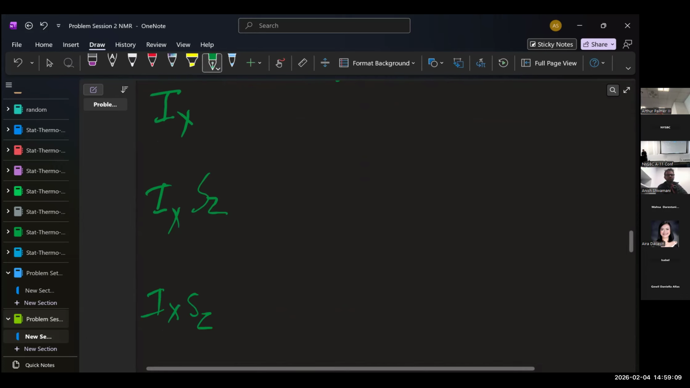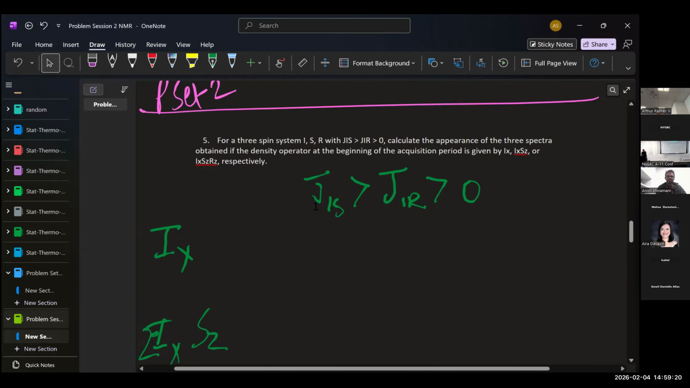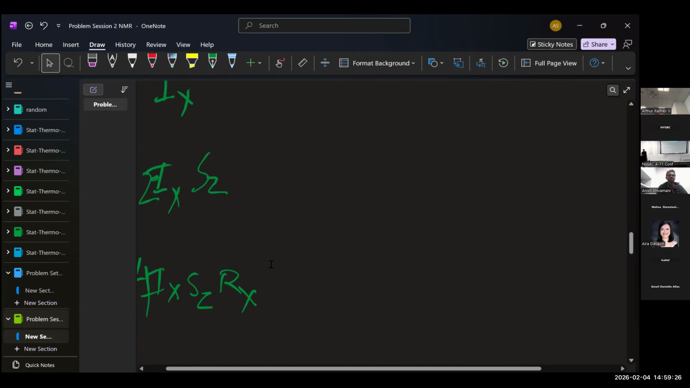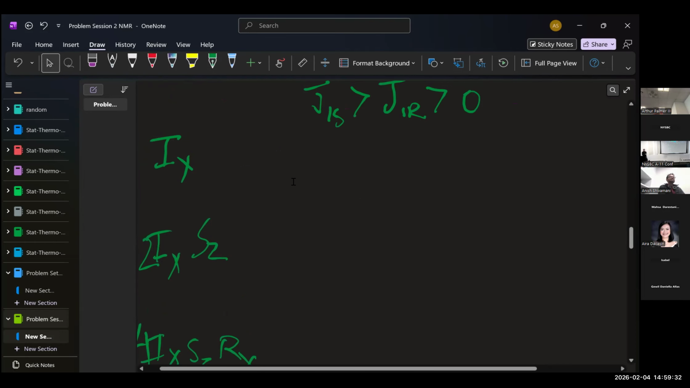Anyway, we'll start with the first one. What would you see for IX? There is like 2 and 4 in front, 2 in front of ISS. Yeah, on the top. Oh, no. It's 2IXSZ and 4IXSZRZ. Okay, so what do you expect to see for IX?